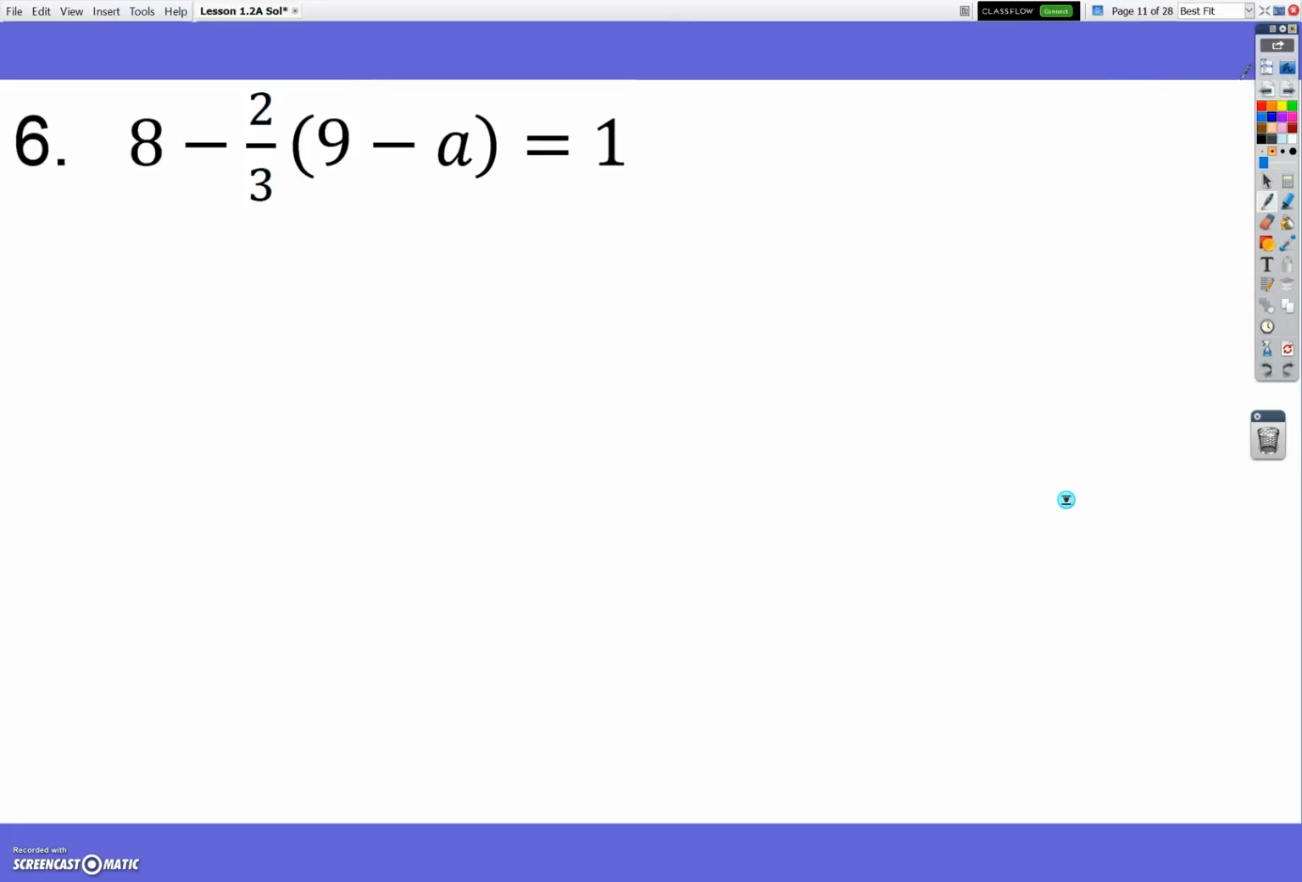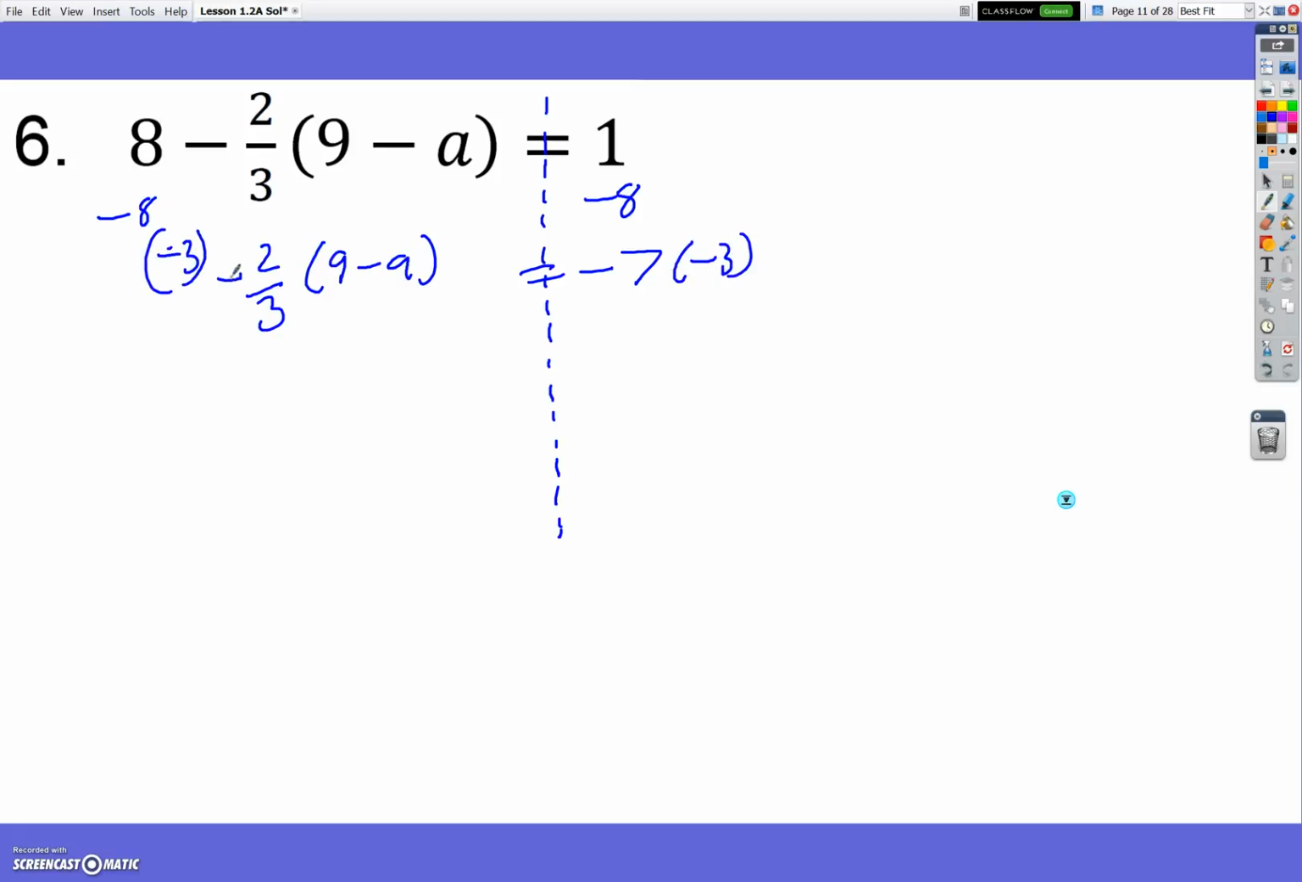Alright, so now let's go ahead and look at this next one. There's a few ways to solve this one. You can begin distributing, you can subtract 8 on both sides, or do a fraction buster. I'm going to start by minusing 8 on both sides. And when I say both sides, I mean both sides of the equal sign. So now I'm left with negative 2/3 times the quantity 9 minus a is equal to negative 7. Now I'm going to do a fraction buster by multiplying both sides by negative 3.